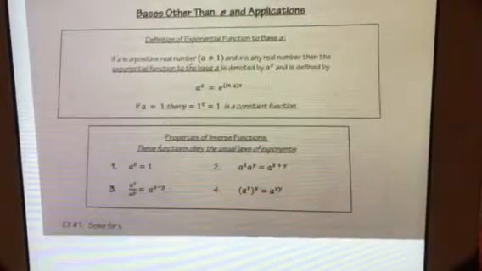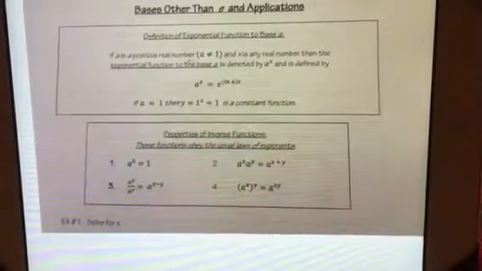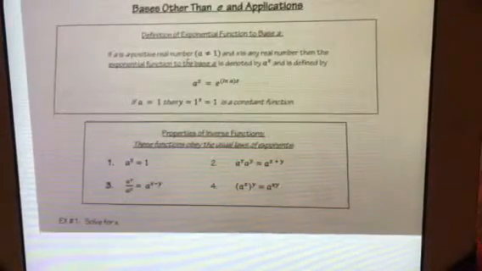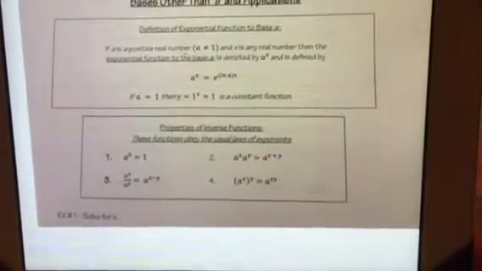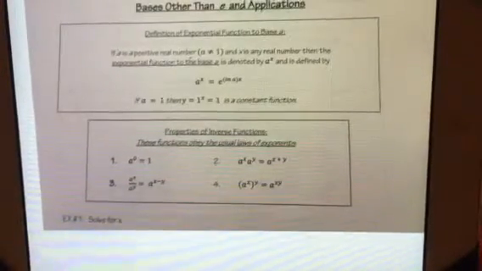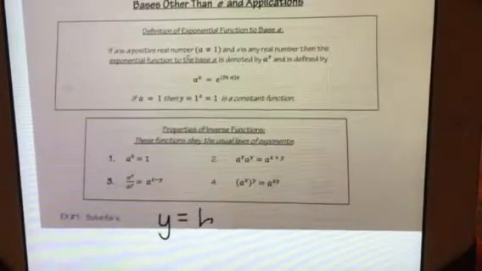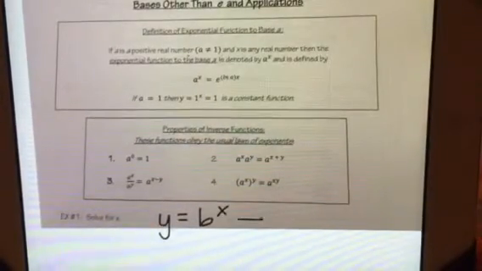What I do want you to remember is anything to the 0 power is 1. Dividing when the bases are the same means you subtract your exponents. When you multiply with the same base, you add your exponents, and if you have a power to a power, you multiply them. In addition to this, I want you to remember how to change from an exponential function into a log function.